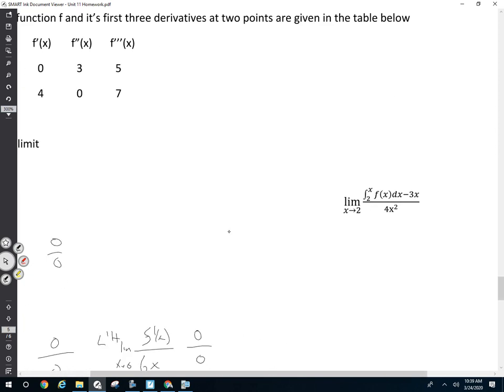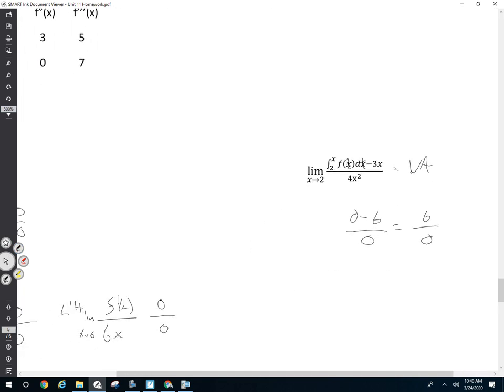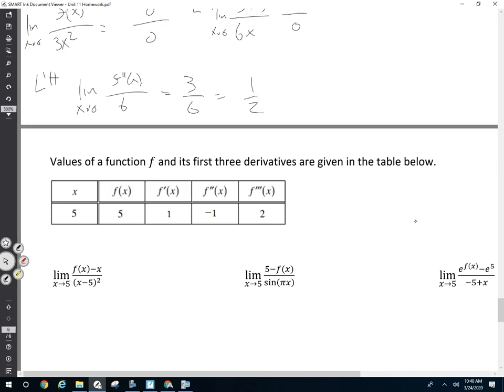x approaches 2. Well, this doesn't work. I tried to make something that's nice, but this one doesn't work. If I plugged in 2, this is supposed to be t, this is supposed to be t, it would give me 0 minus 6 over 0. That's a number over 0, which means I have a vertical asymptote. I'm leading you to have to take derivatives and go from there, but it doesn't work for this one.